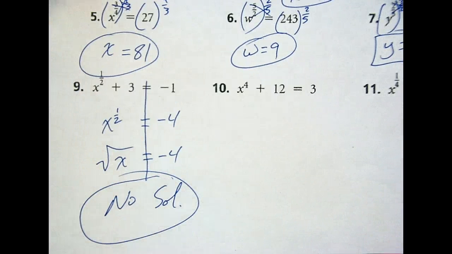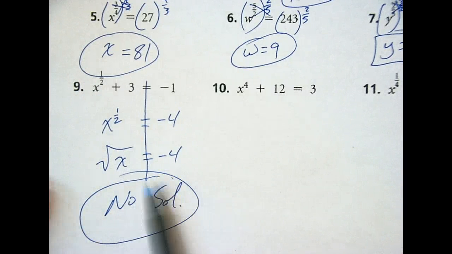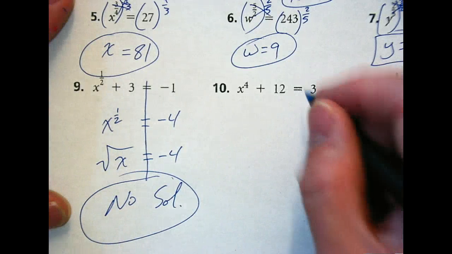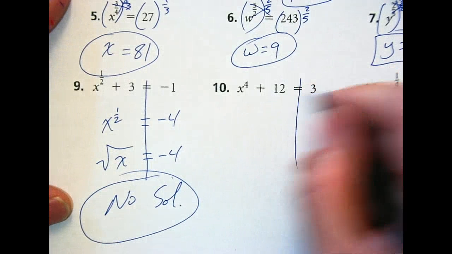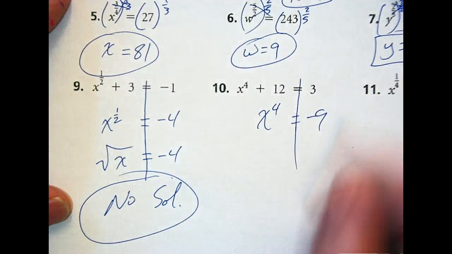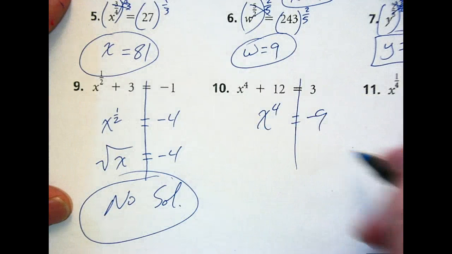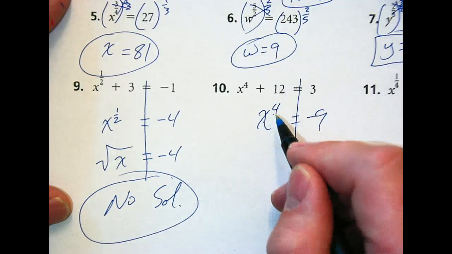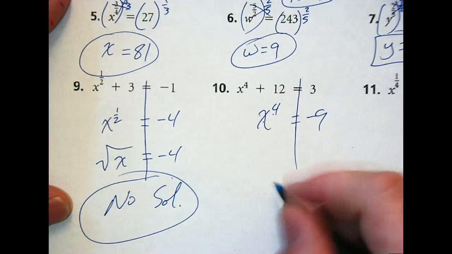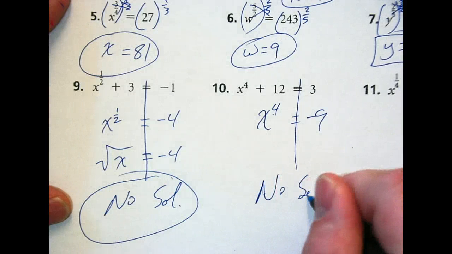Okay, now I realize that some of you may have used i there. We're not going to use it. We're going for just real solutions here. So if you used i, good job. However, we're going for real solutions. This one, we subtract 12. We get x to the 4th is equal to -9. Again, on this one, there's no way to raise something to the 4th power and get a negative. That can't happen. This is no solution.